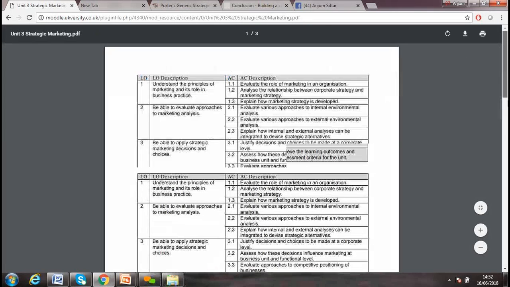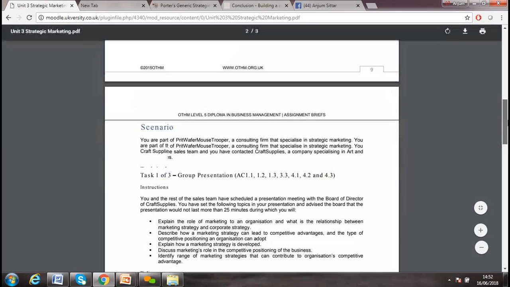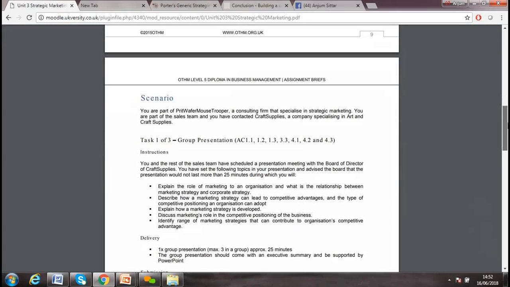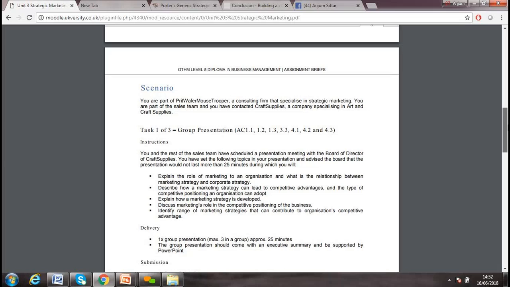Yes. So tasks 1 to 3: group presentation. You and the rest of the sales team have scheduled the presentation of the meeting to the broadcast, on the following topic. You can prepare the presentation to explain the role of marketing in an organization and the relationship between marketing and corporate strategies. Please go through my slides as well, as that will help you. I already set up the vision, mission and objectives, which we discussed as well, and the competitive advantage we explained today.